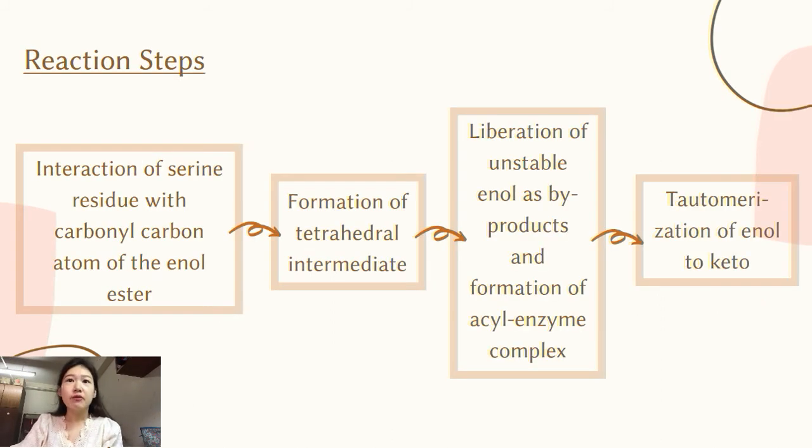This is the simpler way to understand the reaction step. Firstly, the interaction of serine residue with the carbonyl carbon atom of the alkyl ester. Then, a tetrahedral intermediate is formed. The unstable enol is liberated as byproduct and an acyl enzyme complex is formed. Because the enol is unstable, it undergoes tautomerization to form the keto form, which is the phenethyl acetate.